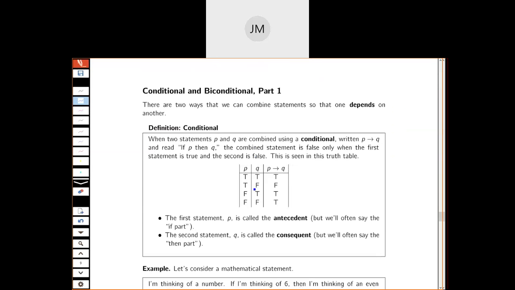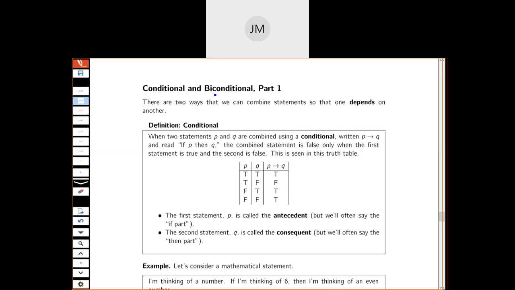We have another way that we're going to combine things with a conditional statement, and we've already used this a little bit. We just haven't called it a conditional yet. We're also going to talk about the biconditional, and they sort of go nicely together. Okay. We'll just go through these one at a time.